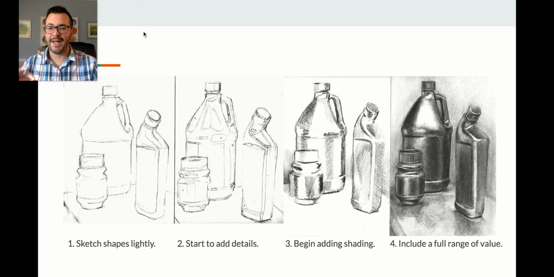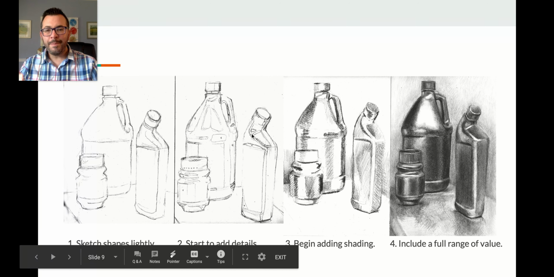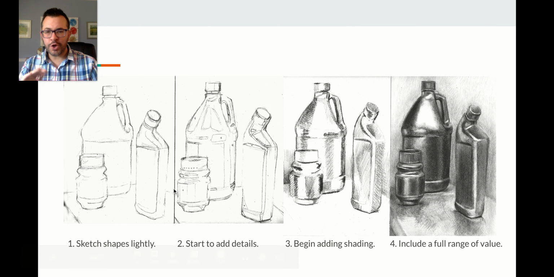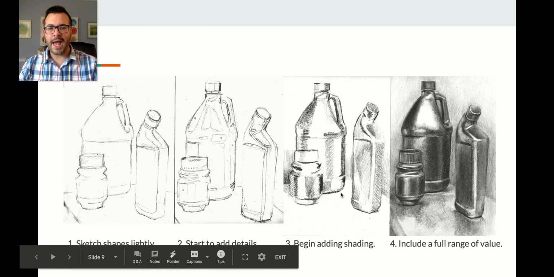So start lightly. Then begin to add some details. Now, don't go overboard. Don't add every detail. It's too early on. But start figuring out where your highlights are going to be. Think about little shapes like the caps or labels or the funky shapes in the glass, for example, of this jar. Then you're going to start adding your shading.